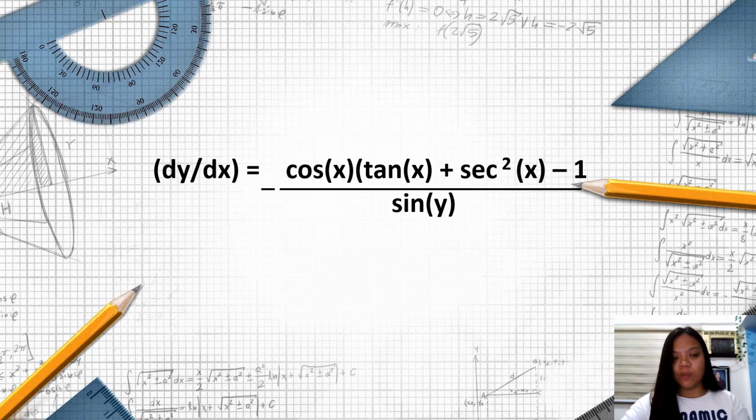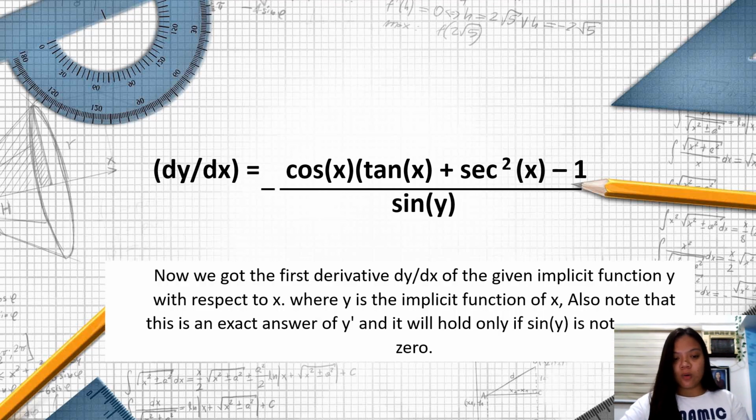So the final answer will be dy over dx is equals to cosine x times tan x plus x squared times x minus 1. So yung negative ng sine x is pwede siyang ilagay dun sa side. So, now we got the first derivative dy over dx of the given implicit function y with respect to x, where y is the implicit function of x.